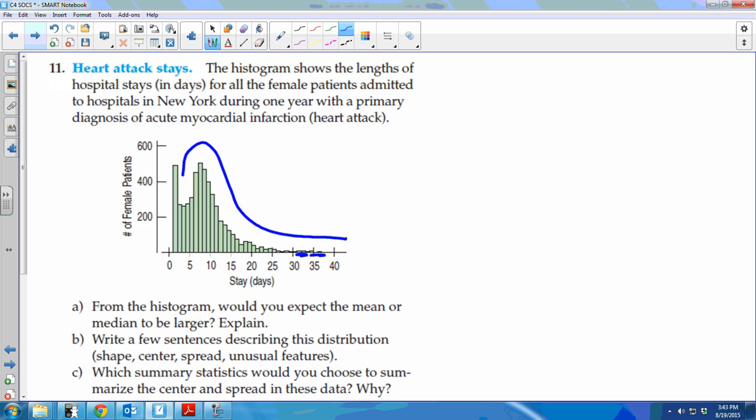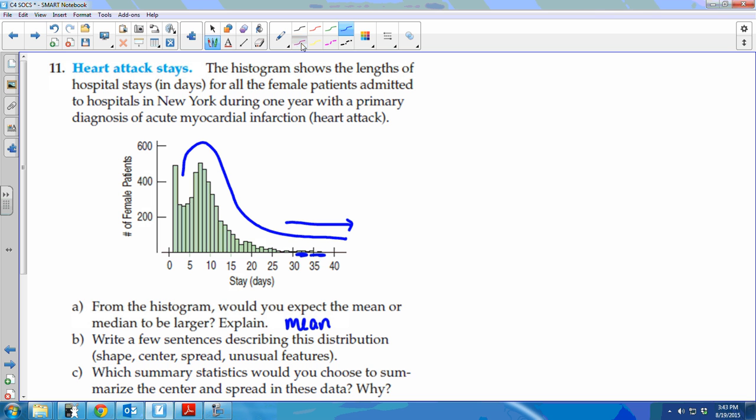And so because it's skewed to the right, it pulls the mean in this direction. It doesn't mean the mean is way up here at the tail. I'm just saying that if it was symmetric, the median and mean would be about the same place. But since there's this tail, it's pulling the mean up. So because of that, I would expect the mean to be larger, because of the skewness.